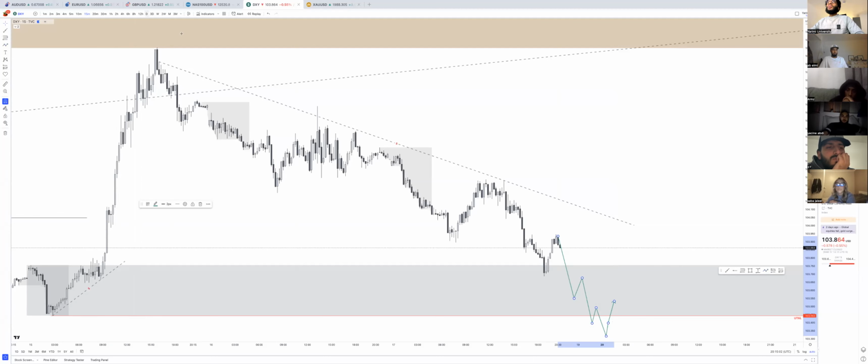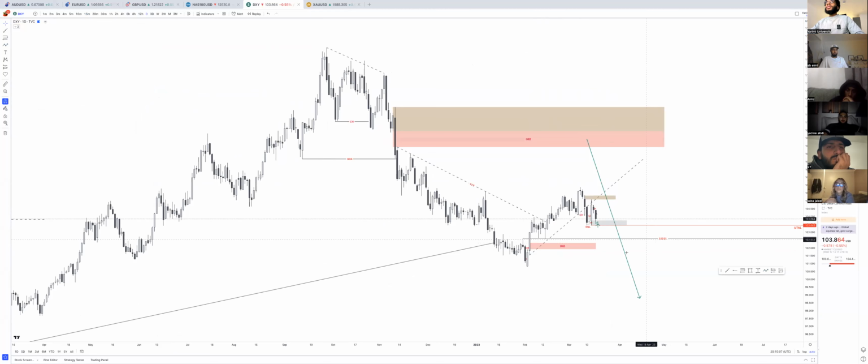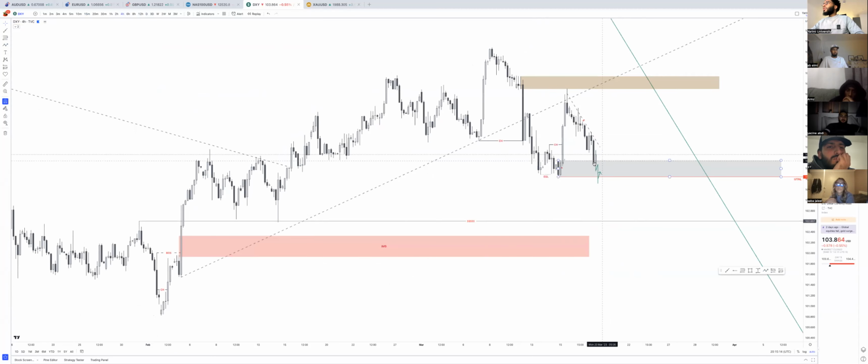Once that low is taken, I would go back up to the daily and wait to see how the daily candle closes. If it closes as a wick, I would confirm that as buys, and I'd be looking for buys in this area.